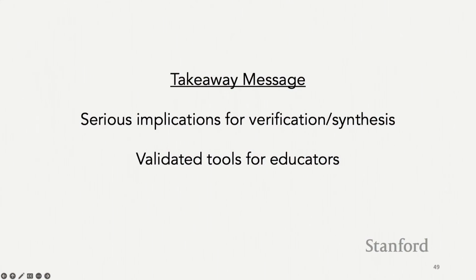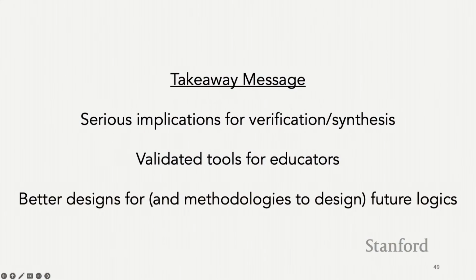Okay? So we have this validated tool, but we also have ideas now how to better design these logics. We have ideas of what these operators should look like. I'm now of the belief that we should not have an until operator. We should have 2 explicit until operators corresponding to interpretation 1 and interpretation 2, and there's no default until operator.